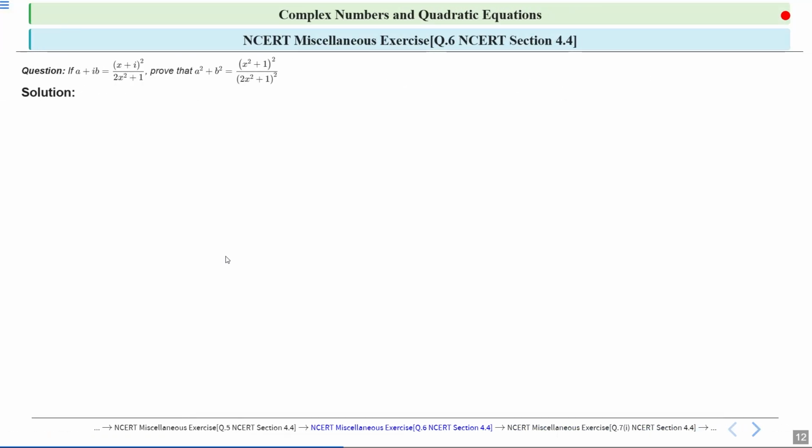So now let's start the solution step by step. First of all, see what we are given. We are given a + ib equals (x + i) whole squared divided by (2x squared + 1). Now let's clarify what we need to prove. The goal is to show that (x squared + 1) whole squared divided by (2x squared + 1) whole squared equals a squared + b squared.